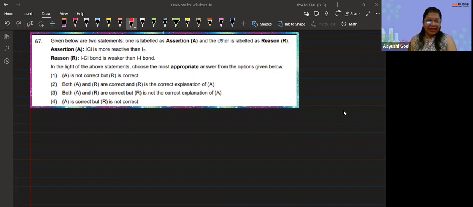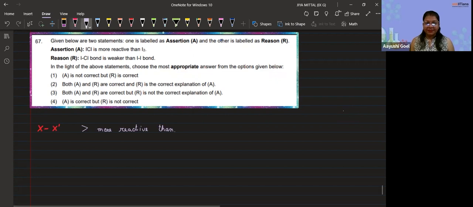Now in the first statement, they have said iodine chloride is more reactive than iodine. So they are comparing the interhalogen compound with the normal iodine or halogen compound. When you see the interhalogen compounds, they are more reactive than normal halogens, except for fluorine. So if you have any bond like X–X', it is more reactive than an X–X bond, except fluorine. Fluorine is very reactive in nature.